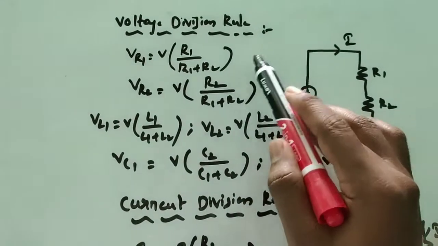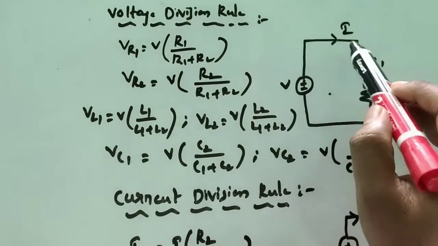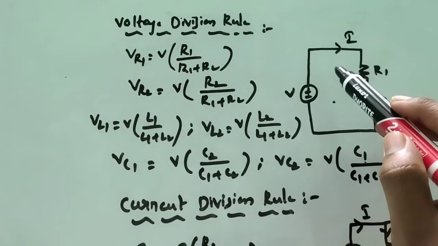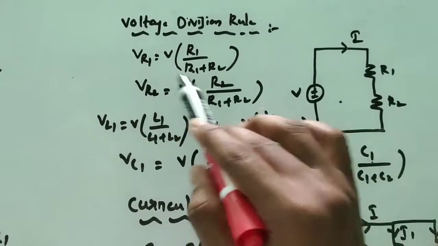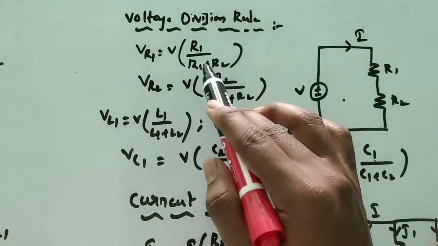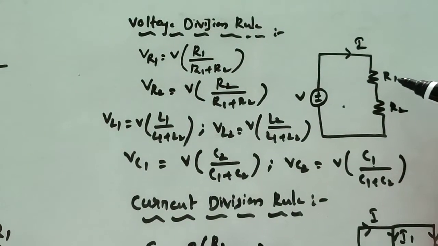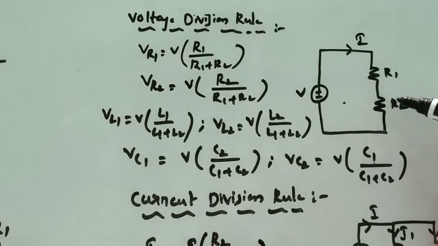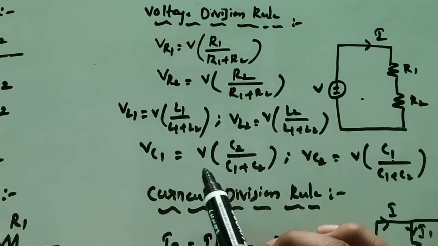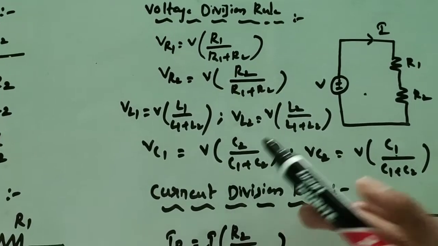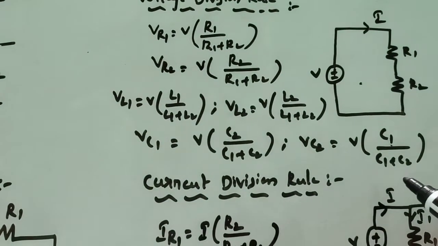Next, the voltage division rule. It is applied for series circuits only. You have to remember one thing, that in a series circuit the current is the same. The same amount of current will be flowing through all the resistances. So the voltage across R1 is given as VR1 equals the total voltage V into R1 by the total resistance R1 plus R2. It is similar in the case of inductance, but in the case of capacitance the equation changes: VC1 equals V into C2 by C1 plus C2, and VC2 equals V into C1 by C1 plus C2.